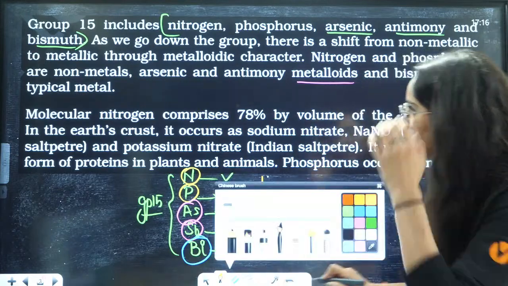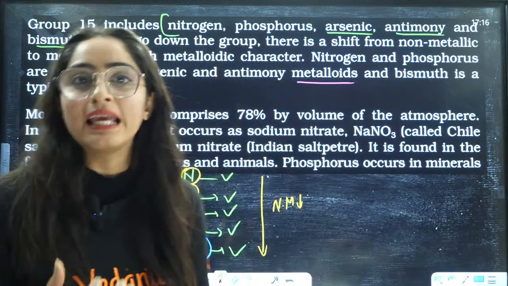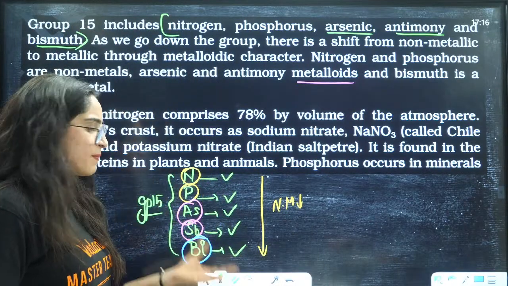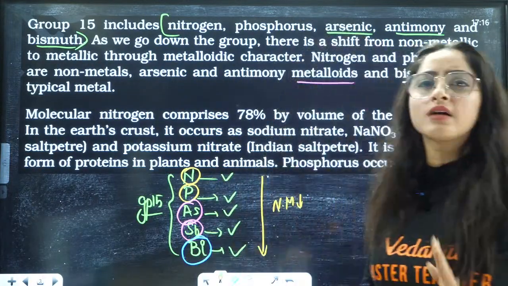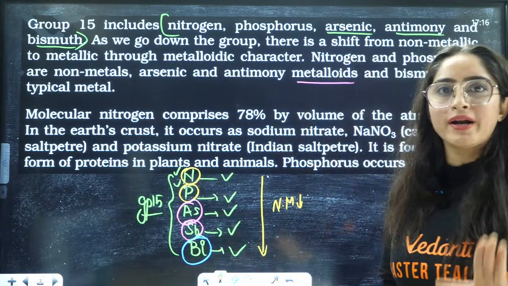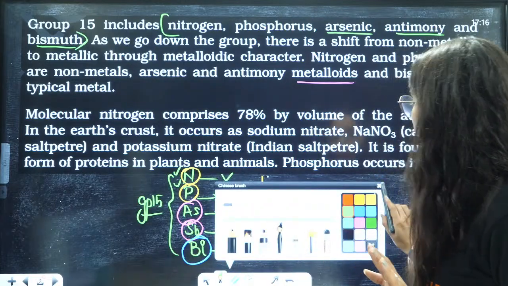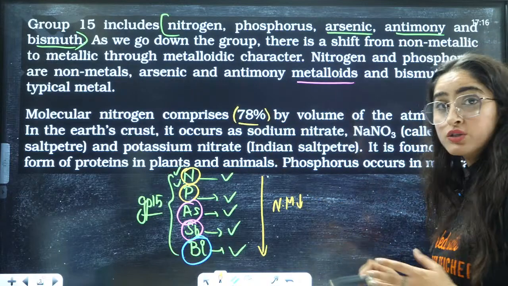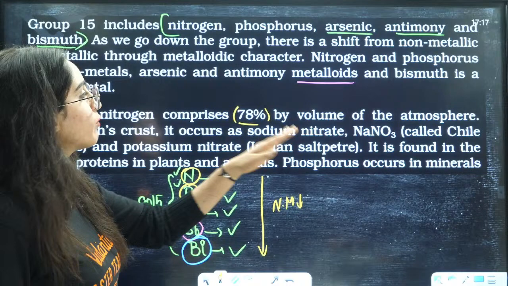Molecular nitrogen. Now we are talking about mainly the compounds that we see, which are of nitrogen and phosphorus. Hardly will you see bismuth, antimony, arsenic in your compounds. You will hardly study those compounds. So for you, nitrogen and phosphorus are very important, and the exceptional trends are very important here. Molecular nitrogen comprises 78% of our atmosphere by volume.